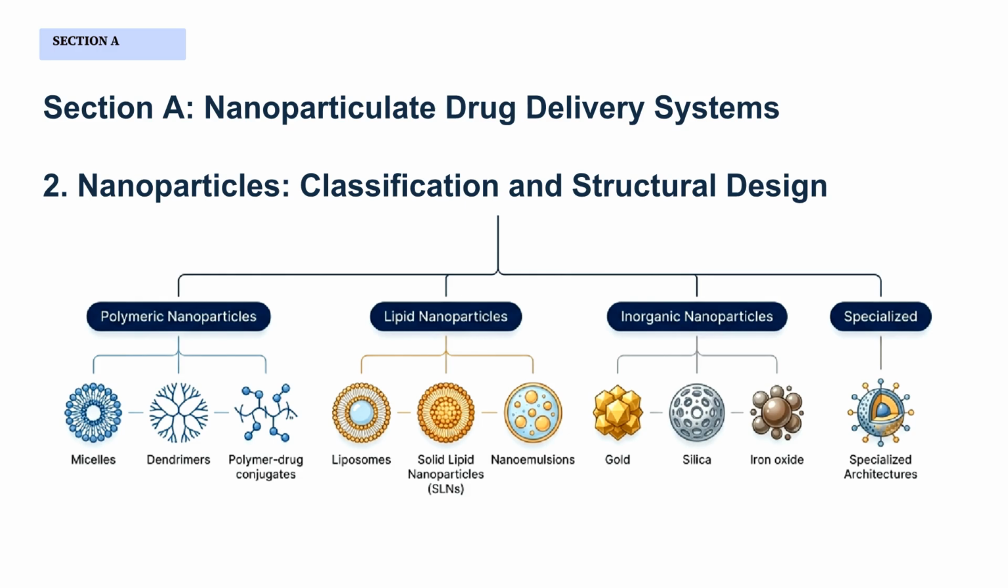First, we have polymeric nanoparticles, like micelles and dendrimers. Next are lipid-based carriers, which include well-known structures like liposomes. Then we have inorganic options, like gold and silica. And finally, specialized architectures built for highly specific delivery needs.